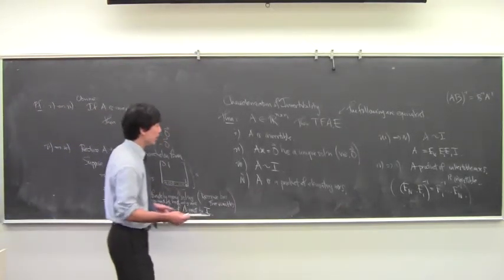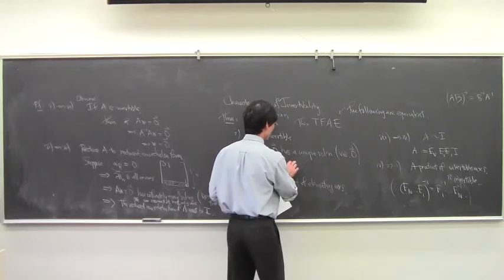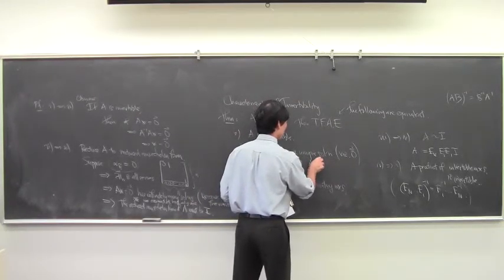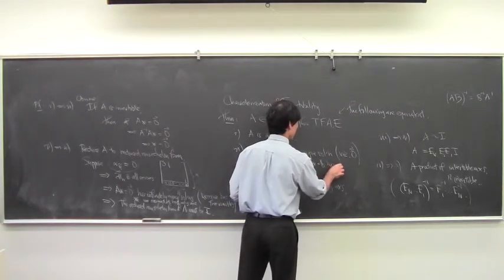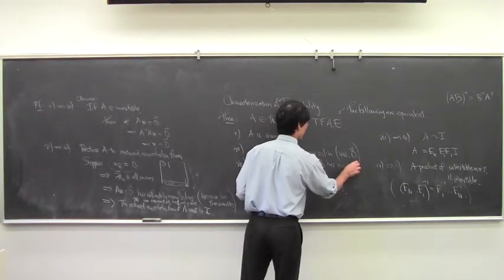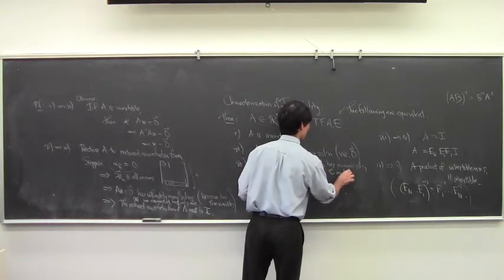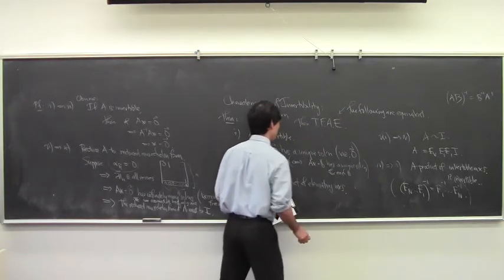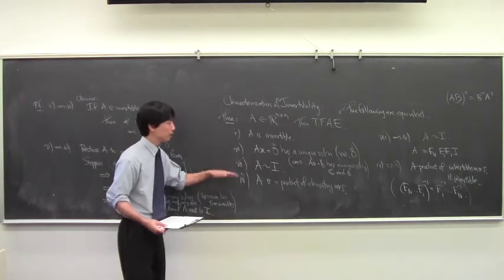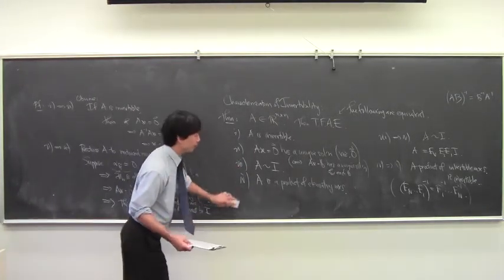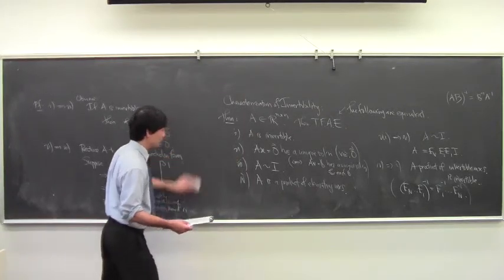I should say that there's another one. AX equals B has a unique solution for each B. There's actually another condition that's equivalent to all these, but I don't know if we'll prove it. I think I may just state it.